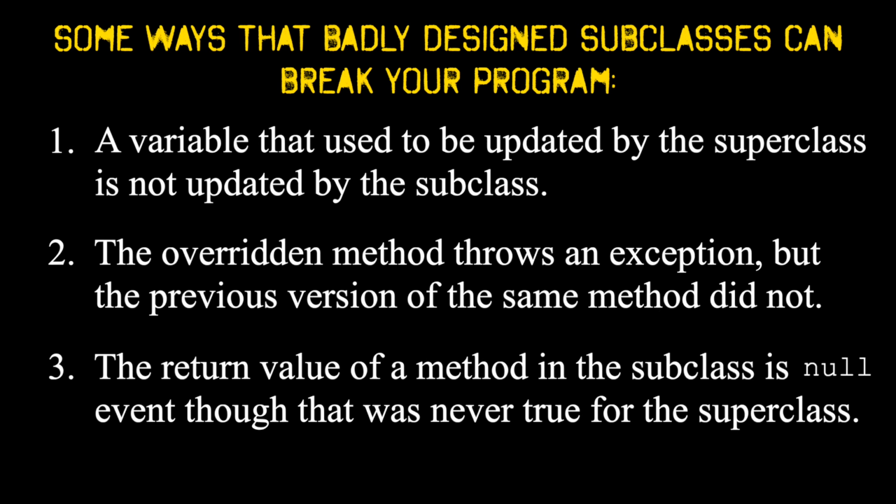If x.method1 used to return an object every time, but now returns null sometimes, this could cause a null pointer exception when the rest of the program tries to access the return value.